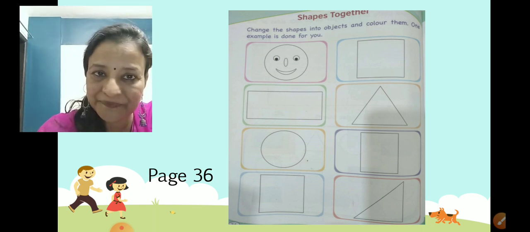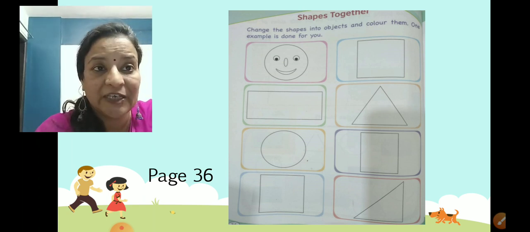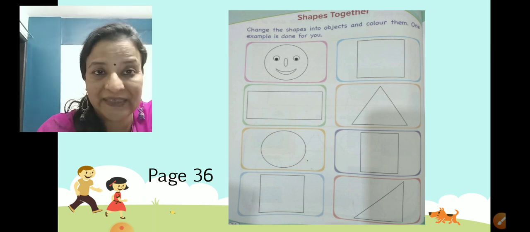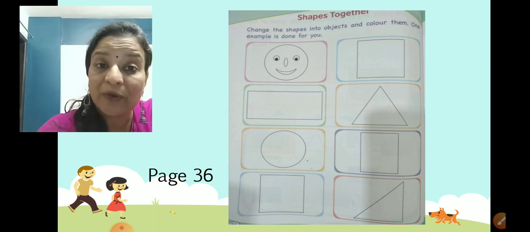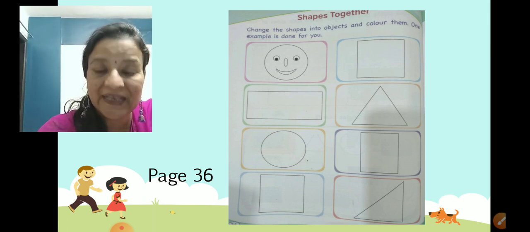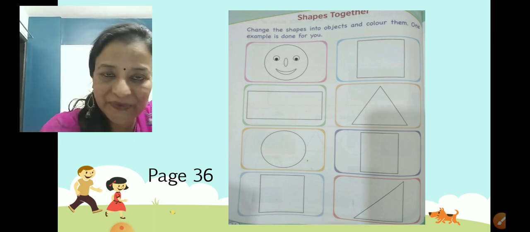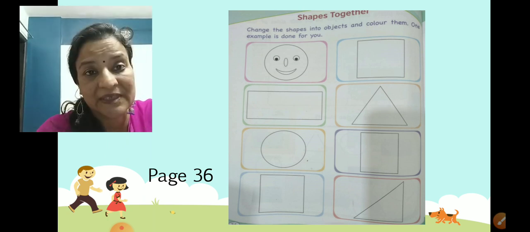Okay? Now, change the shapes into objects and color them. One example is done for you. Now you can see here, children, the circle is changed into an object. Yes, it is a smiley face, using a circle. Okay, so that is one example that is done.